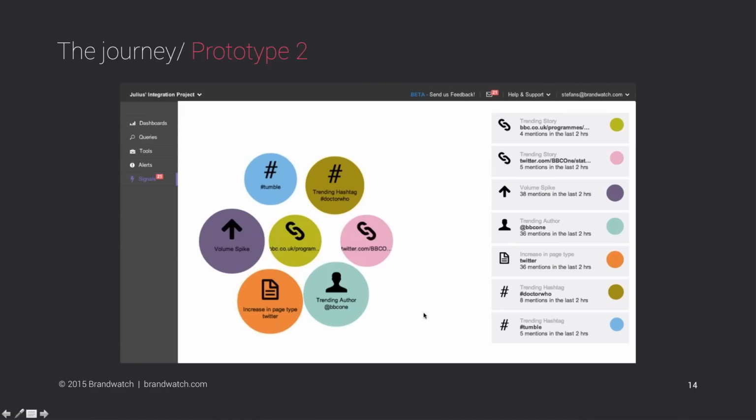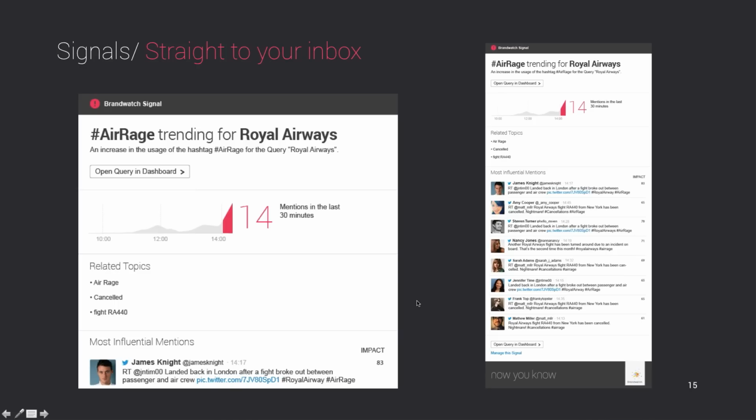So we developed an email system, which looks a little something like this. This is an example of a trending hashtag email that you could send, and we cover a variety of different social insights. What this tells you is what's going on with that hashtag right now, and why we think this is interesting, because in this case it's trended up way quicker than anything else in the last 30 minutes. It gives you some sample of the conversations happening, and then you can decide to act on that.